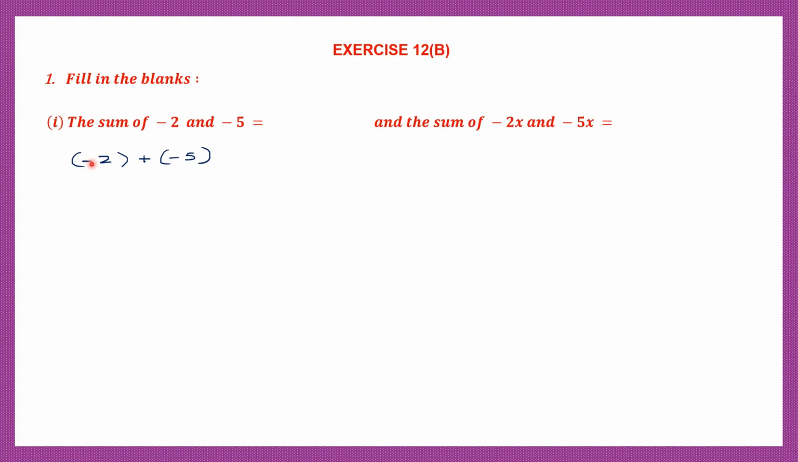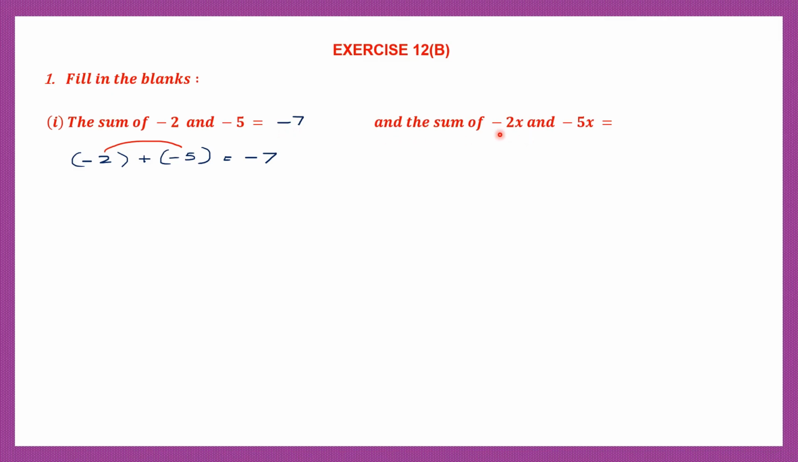So when signs are the same, we put the same sign and we add. So put the same sign. Now add up the numbers. 2 plus 5, it's 7. So what is our answer? -7. So the sum of -2 and -5 is -7.